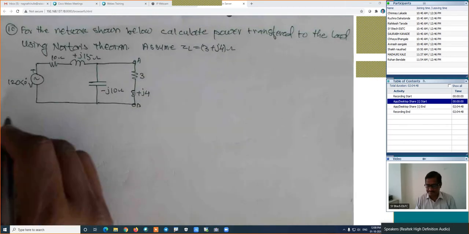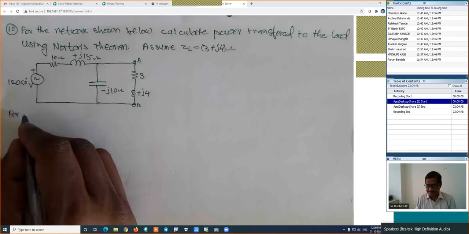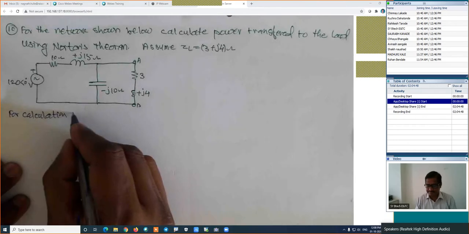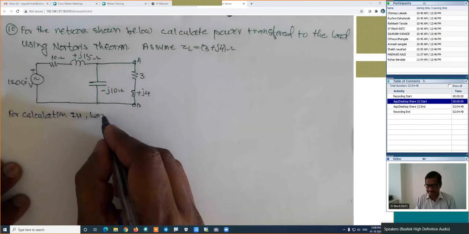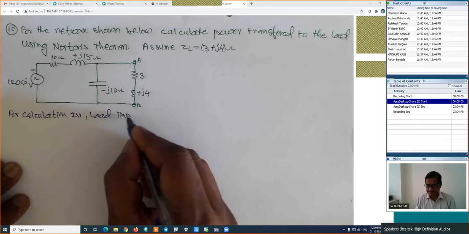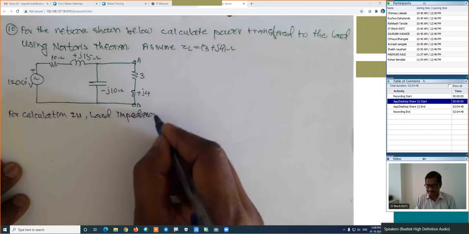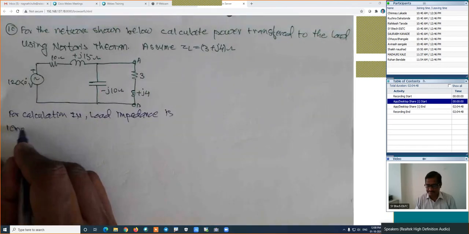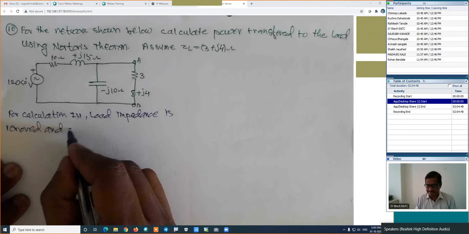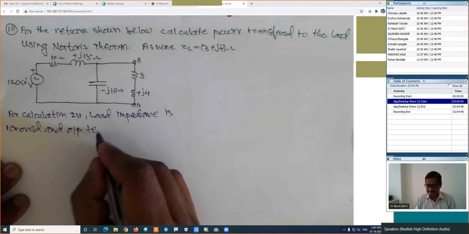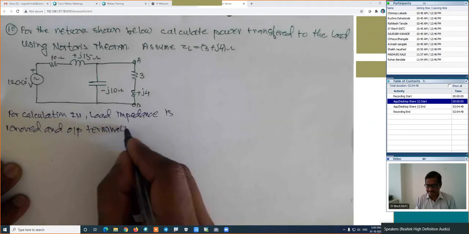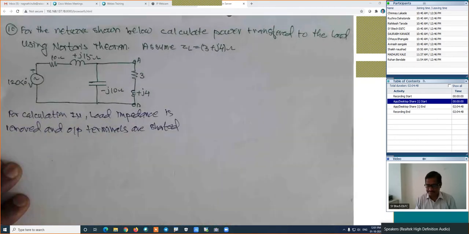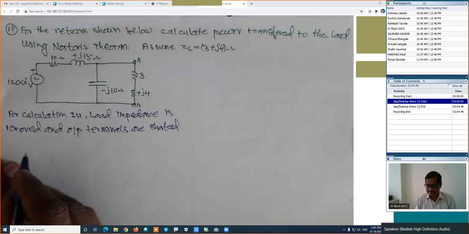For the calculation of IN, the load impedance is removed and the output terminals are shorted. How is the figure? It will be something like this.